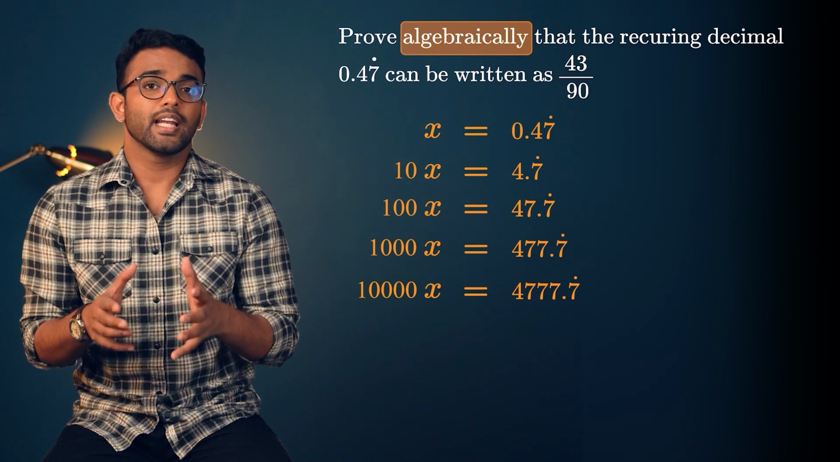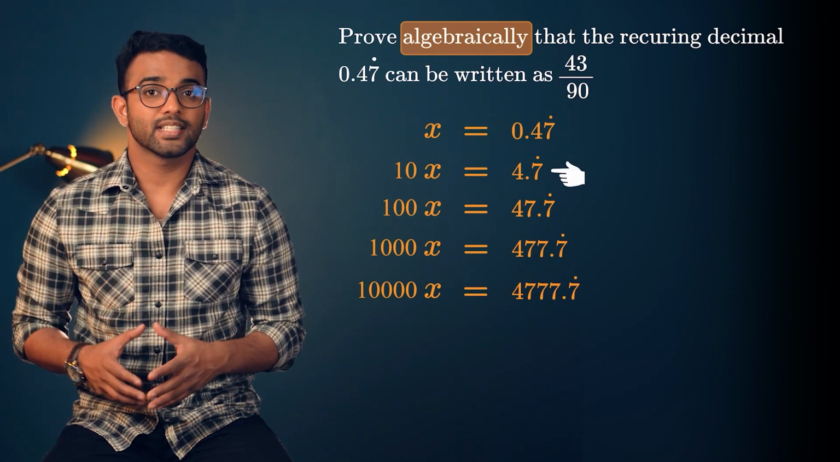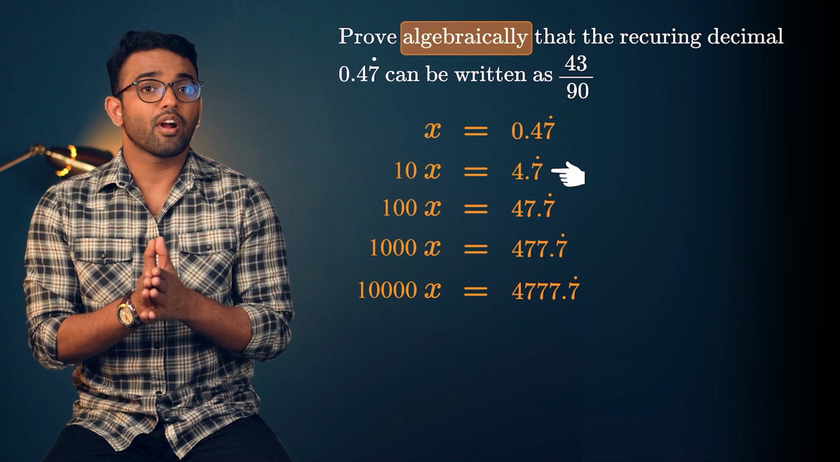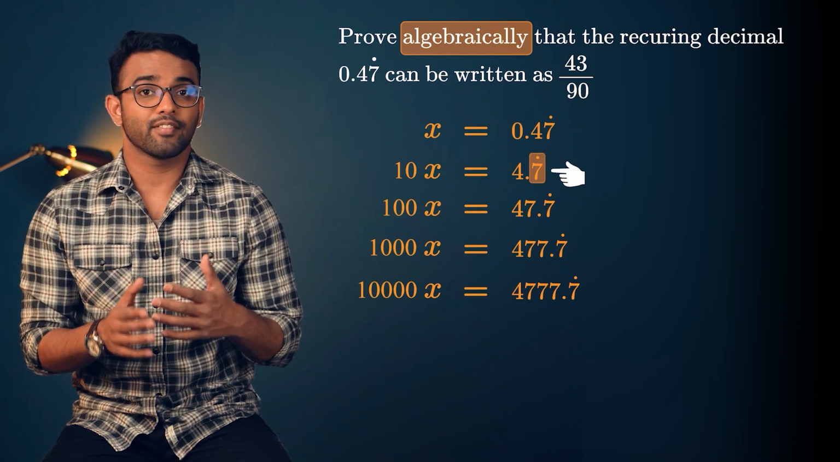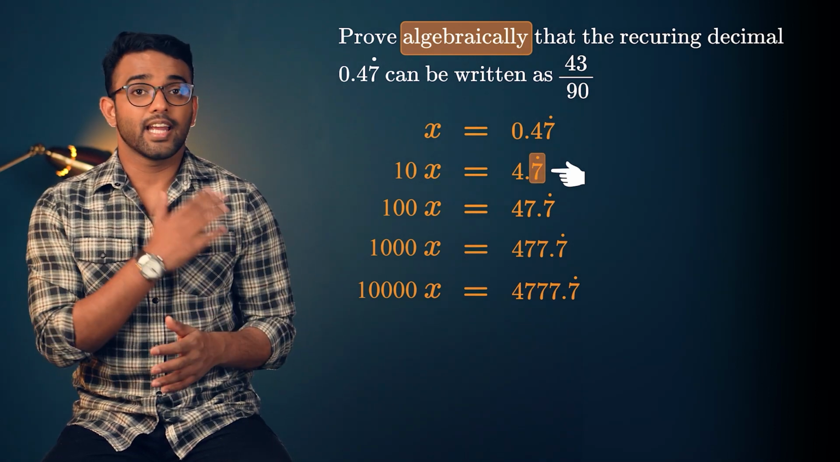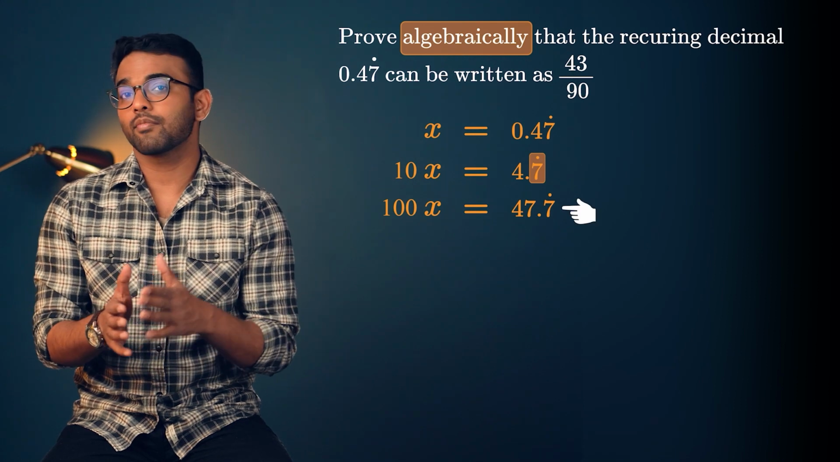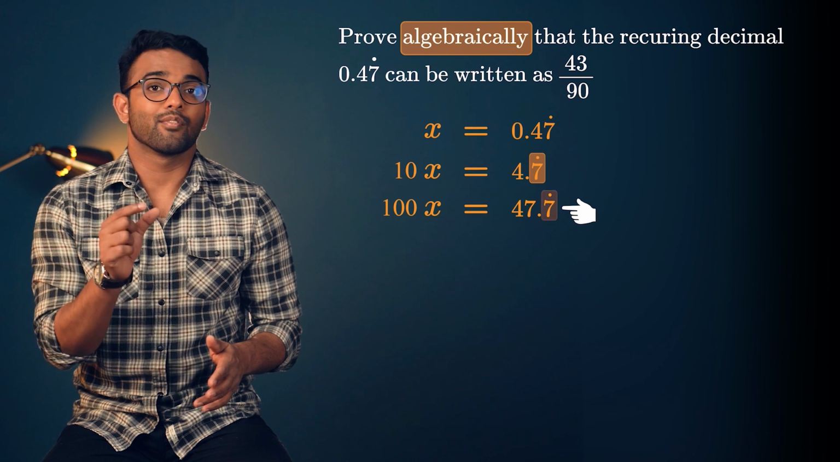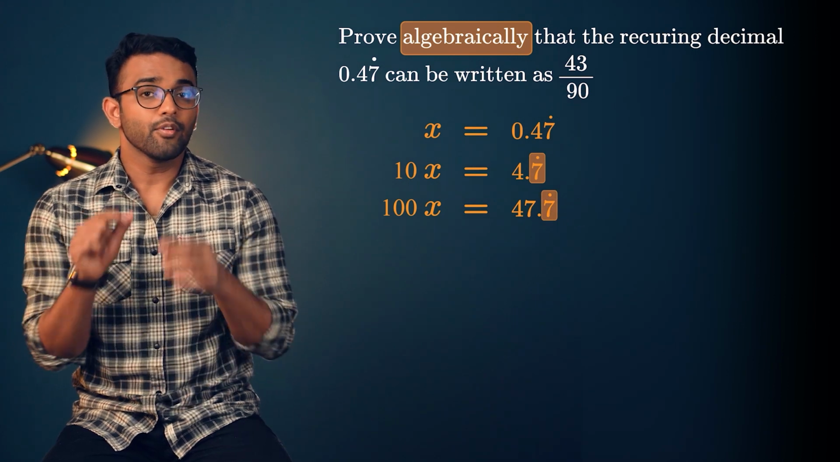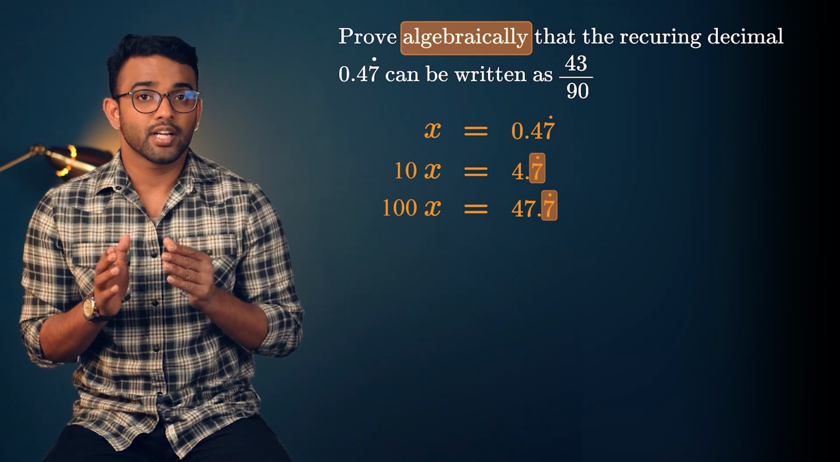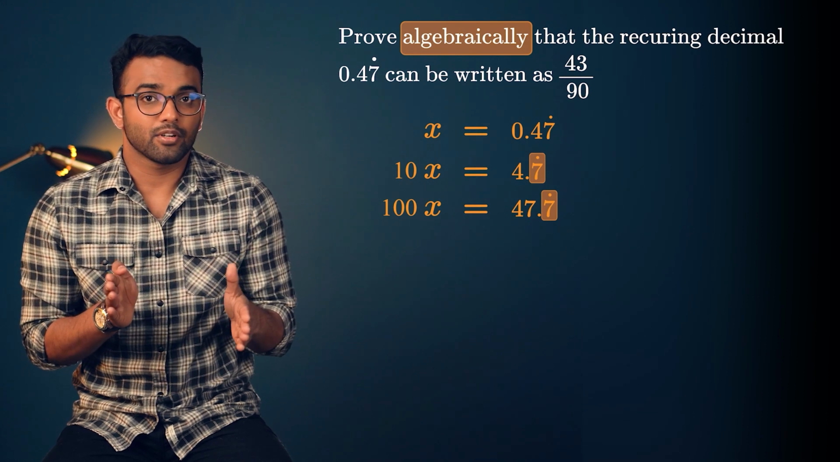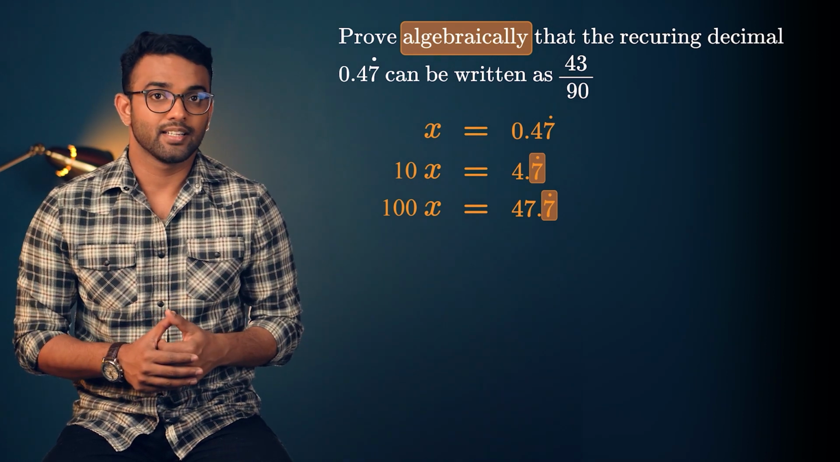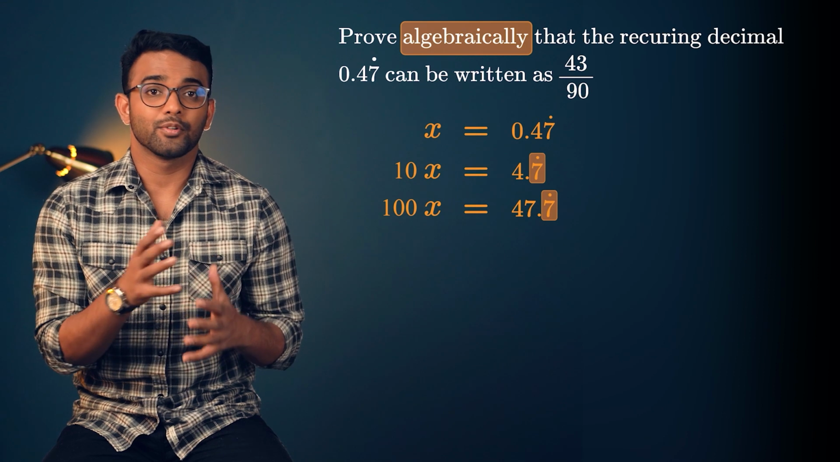For example, in here 10x equal to 4.7 recurring. The number after the decimal is recurring 7 only. And in case of 100x equal to 47.7 recurring, the number after the decimal is recurring 7 only. When you get two sets with the same digit recurring after the decimal, then you can stop multiplying. The next step is to subtract those two sets.